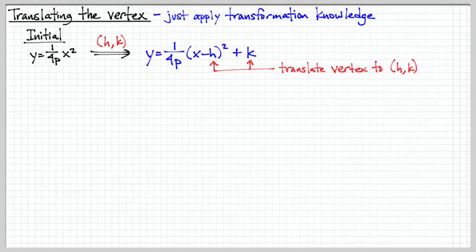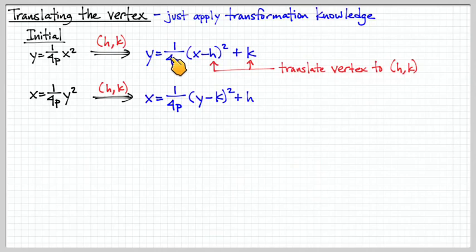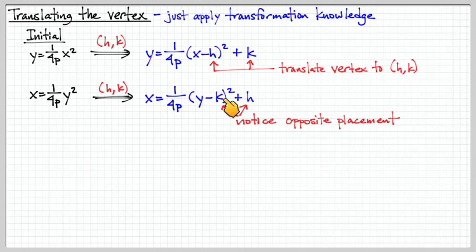In this form, instead of using a, we use 1 over 4p because that shows the focus information. We also, by symmetry, have this other case here for the x is equal to case, the right and left parabola case. Notice that the h and the k are different. The k is always going to be associated with y because that's vertical. The h is the horizontal movement, and that's always going to be associated with the x.